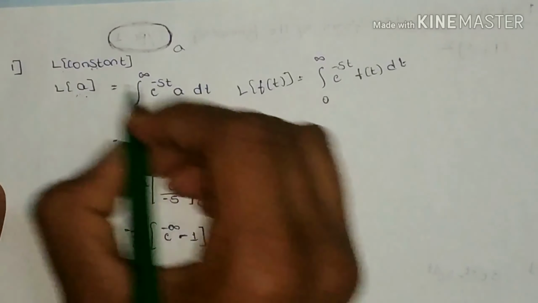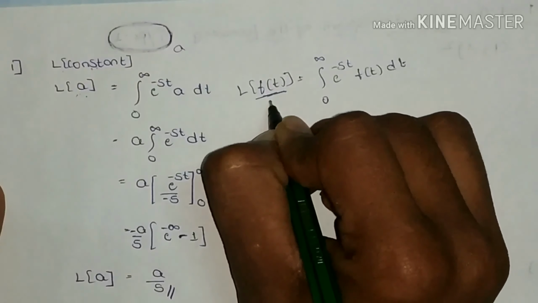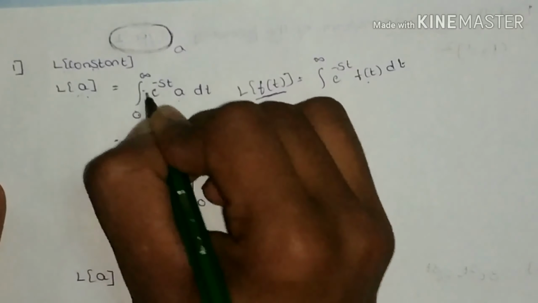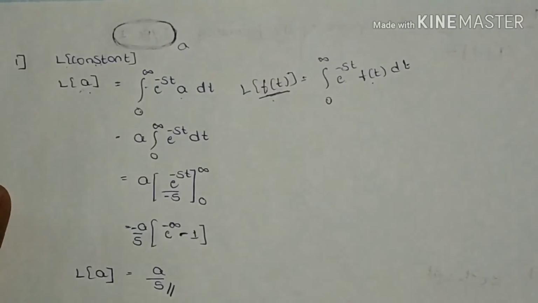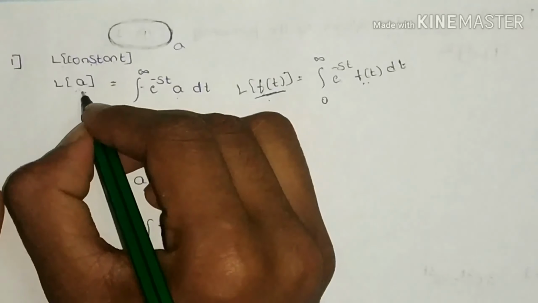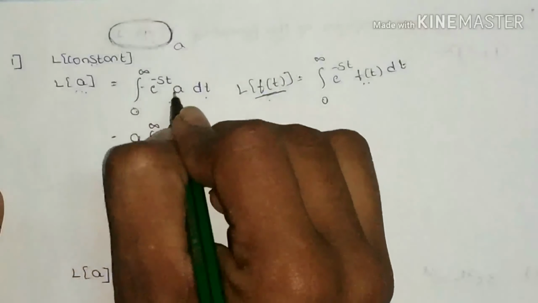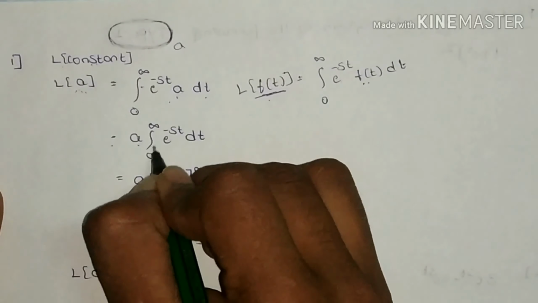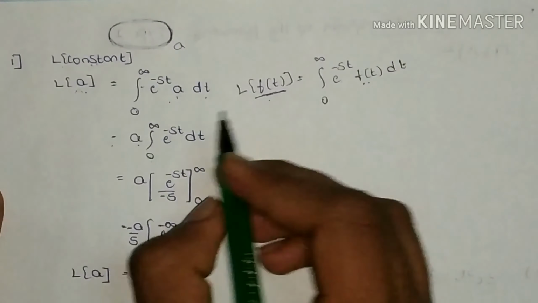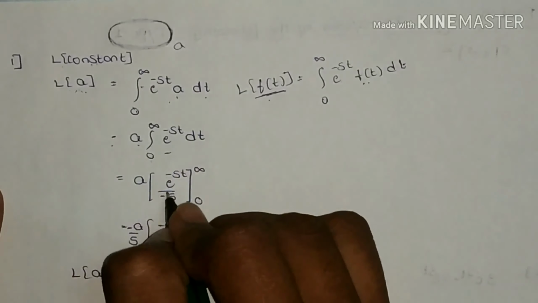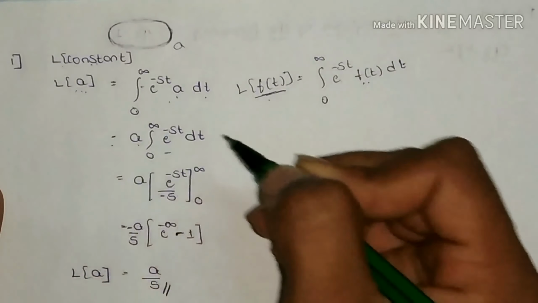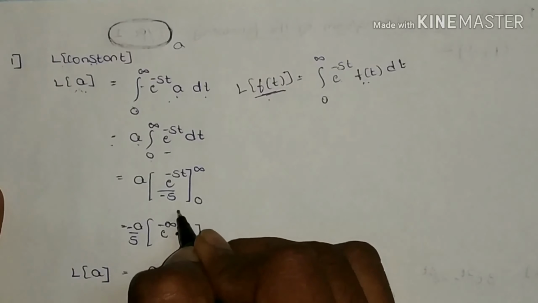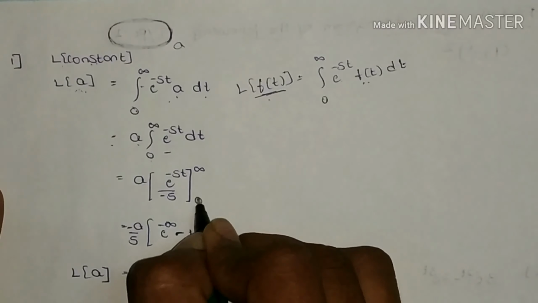Understood? Here a is in place of f of t, therefore f of t is a. Integrating from 0 to infinity as it is, e raised to minus st into f of t, here f of t is a, and dt is as it is. Here a is a constant, so take it outside the integral: a times the integral from 0 to infinity of e raised to minus st dt. Let's integrate the above equation. The integration of e raised to minus st is e raised to minus st divided by minus s, because s is a constant, therefore it can be divided. And take the limits 0 to infinity.